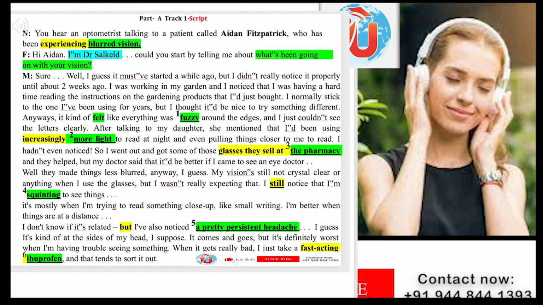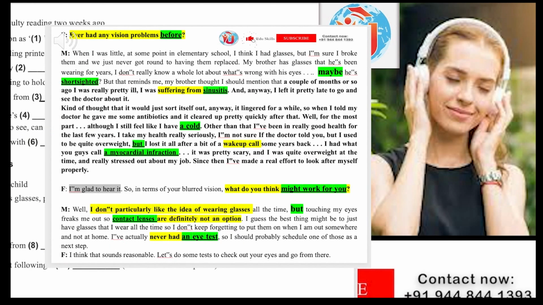Ever had any vision problems before? When I was little, at some point in elementary school, I think I had glasses, but I'm sure I broke them, and we just never got round to having them replaced. My brother has glasses that he's been wearing for years. I don't really know a whole lot about what's wrong with his eyes. Maybe he's short-sighted. Oh, but that reminds me. My brother thought I should mention that a couple of months or so ago, I was pretty ill. I was suffering from sinusitis. And anyway, I left it pretty late to go and see the doctor about it. Kind of thought that it would just sort itself out. Anyway, it lingered for a while, so when I told my doctor, he gave me some antibiotics and it cleared up pretty quickly after that. Well, for the most part, although I still feel like I have a cold.